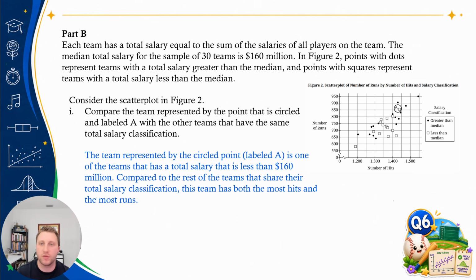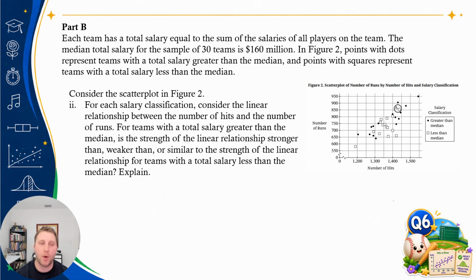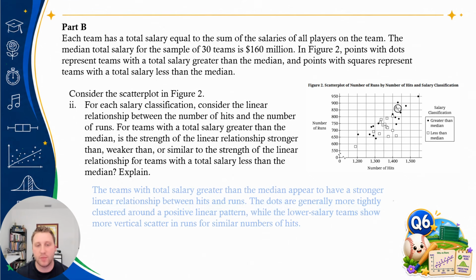and the most runs. And in part B II, the question gets very interesting because we're being asked to actually look at the relationship, the linear relationship between the number of hits and the number of runs for both sets of teams, the teams making less than the median and the teams making more than the median of $160 million. And we are asked to say whether the relationship is stronger for those teams making more than the median or those teams making less than the median.